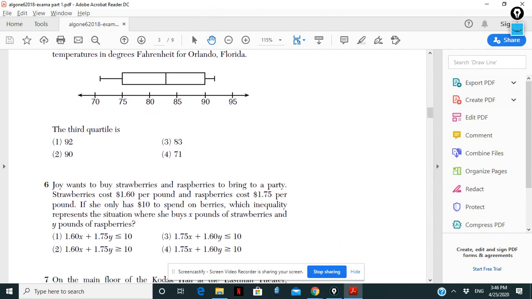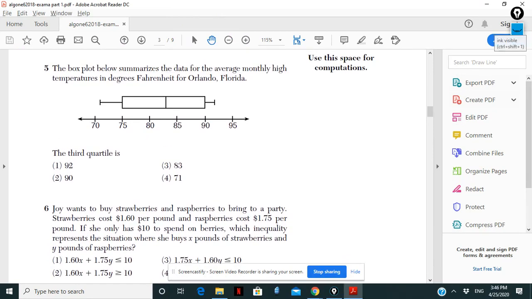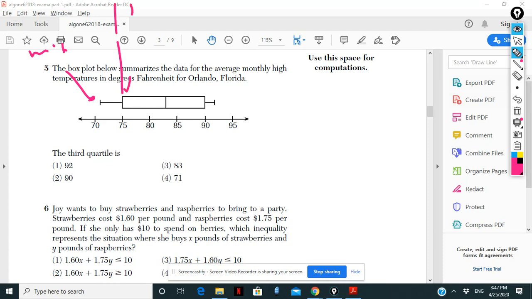Question number 5. The box plot below summarizes the data of the average monthly high temperature in degrees Fahrenheit for Orlando, Florida. Now he's asking you about the third quartile. So that's the minimum, that's the first quartile, that's the second or the median, and that's the third. So the third comes at 90. So the answer is 2.